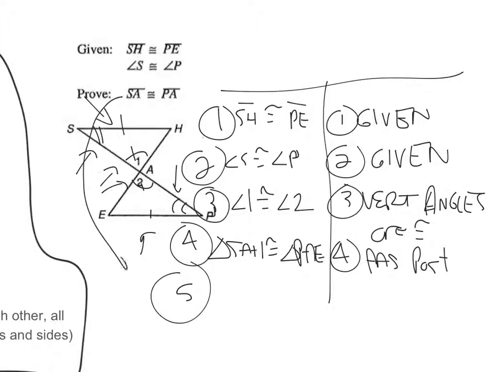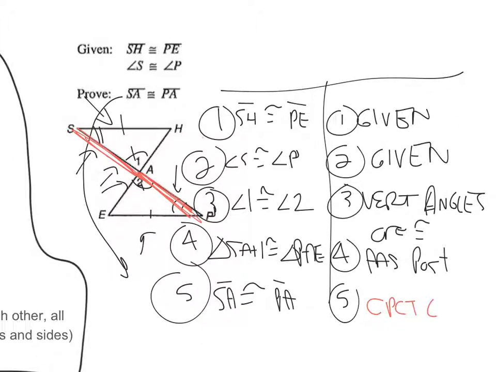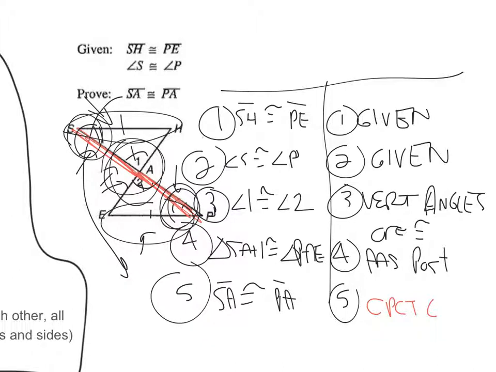So now I've said the triangles are congruent. Now I can say each little part is congruent. I can go back to this piece that I didn't prove before, SA and PA, and say yes, they're congruent by CPCTC. I've used this side, this angle, and the vertical angles to prove the triangles are congruent. Now I'm going back and saying this piece and this piece are congruent because I've proven those.